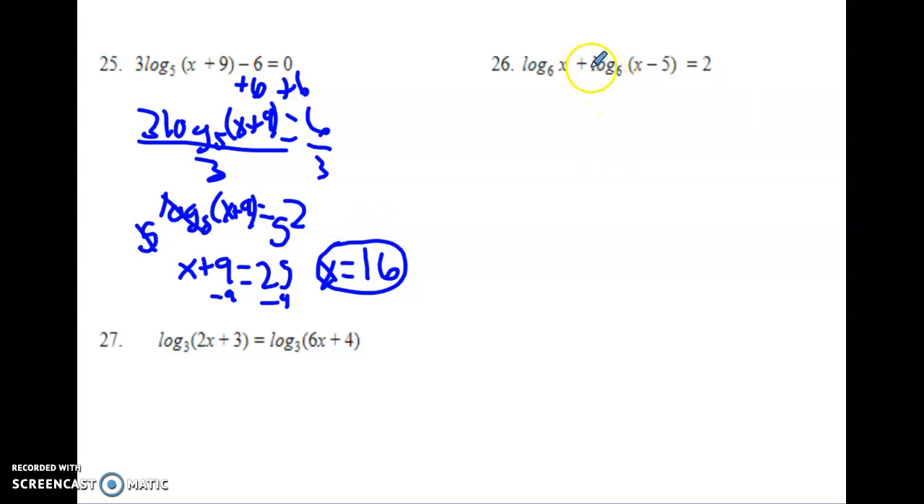Moving on to 26. We have 2 logs now. So that's a hint to me that I need to condense them together so that I just have one log. I know how to solve one log. So they're being added together, so that means I'm going to keep the same base, log base 6, and I'm going to have the x multiplied by the x minus 5. And that whole thing is still just equal to 2. I'm going to go ahead and distribute that, so it's x squared minus 5x.